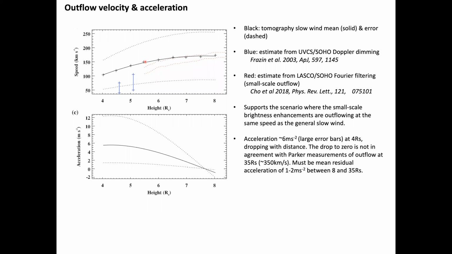What the tomography does allow is a far broader range of measurements for outflow velocities, a far broader distance range. We get accelerations of around 6 meters a second squared at 4 solar radii, which drops off steadily. And comparing the outflow velocities we have with the outflow velocities measured by Parker, there should be a residual 1 to 2 meters a second squared acceleration, then further between 8 and around 30 solar radii.